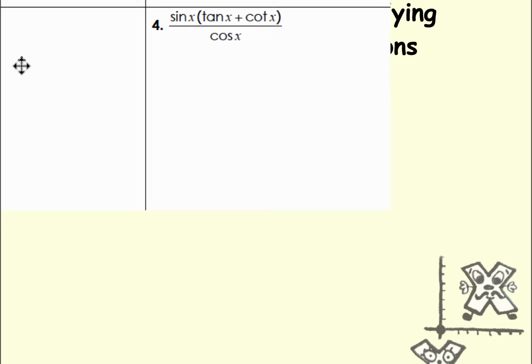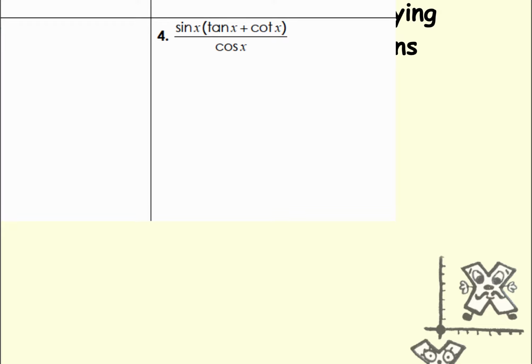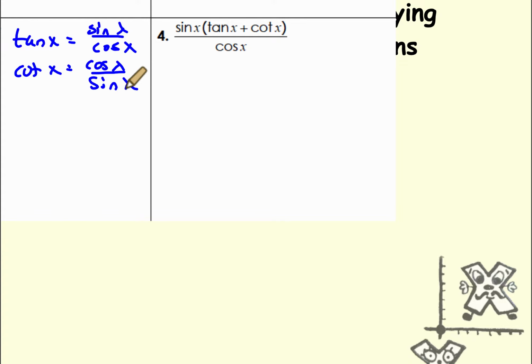So I remember that, or you could look on your sheet that you have all your identities. Tangent is going to be a ratio of sine over cosine. And I know that cotangent is the ratio of cosine to sine. So let's go with that. Every place I see tangent, I'm going to replace it, and every place I see cotangent. So I have tangent of x as sine of x over cosine x. And cotangent, I'm going to replace with cosine of x over sine of x.